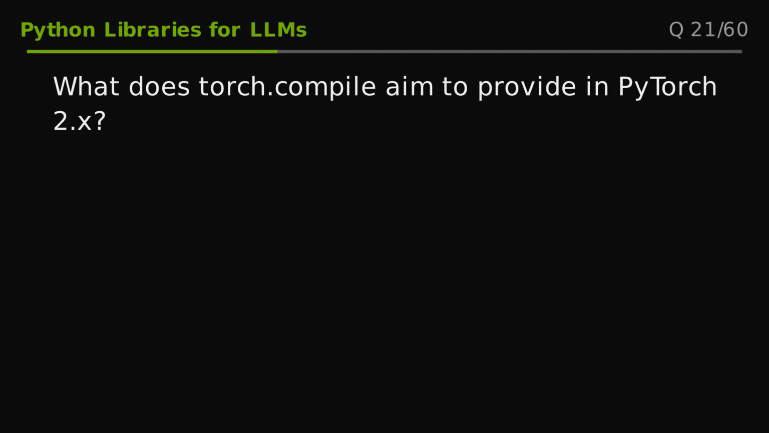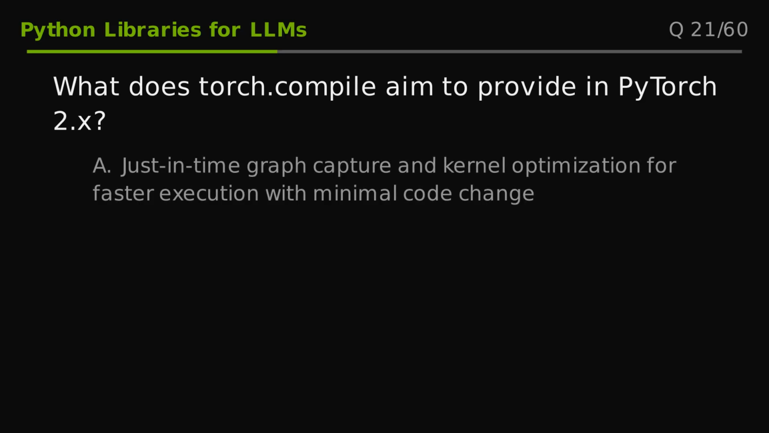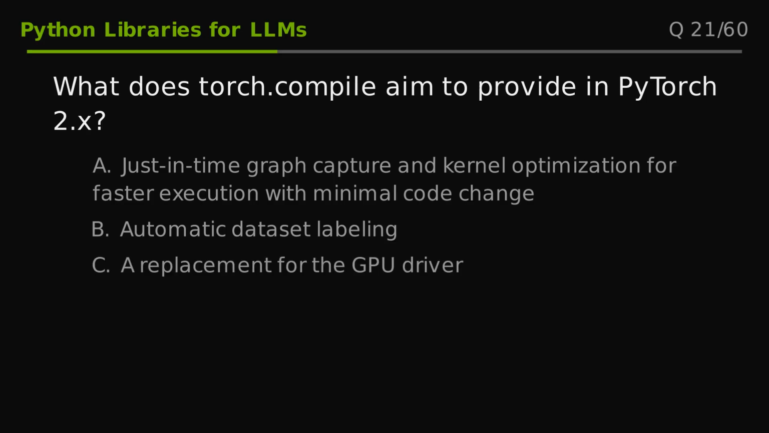Question 21. What does torch.compile aim to provide in PyTorch 2.x? Option A. Just-in-time graph capture and kernel optimization for faster execution with minimal code change. Option B. Automatic dataset labeling. Option C. Replacement for the web driver. Option D. New tokenizer.